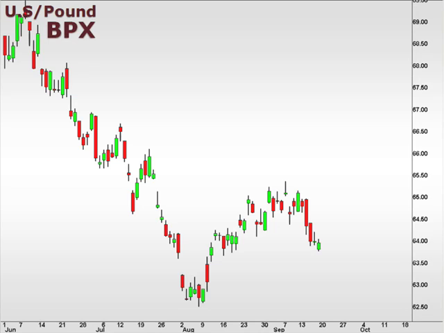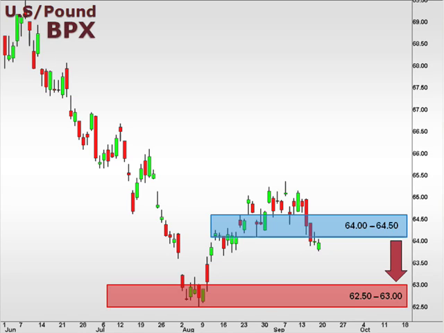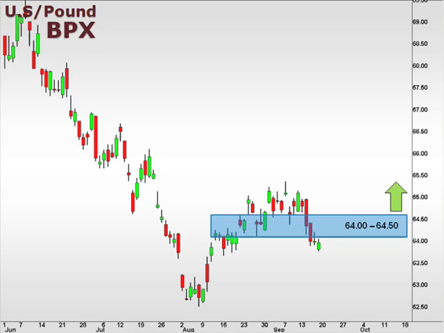Let's take a look at the U.S. dollar versus the British pound as seen here in the BPX. Well, the BPX slid lower last week and hovers just below our 64.5 focal zone. Now, failure to break back into this focal zone opens the window for an extended move down to test 62.5, 63 for support. A break above 64.5 opens the window for a tradable move higher.